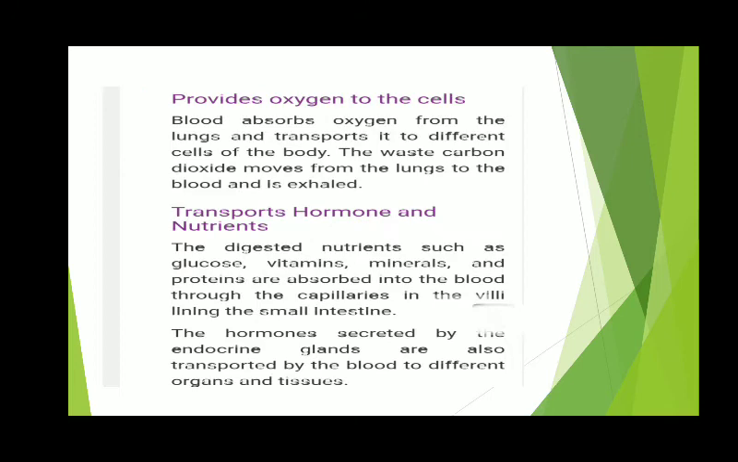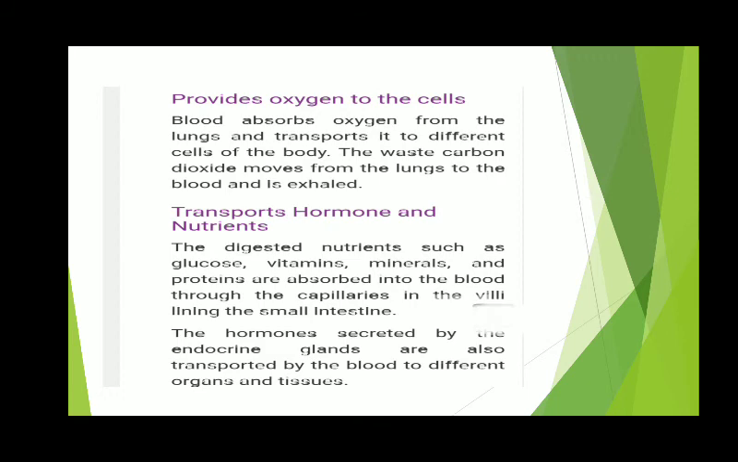First, its function: it provides oxygen to the cells. How does it provide oxygen to the cells? Blood absorbs oxygen from the lungs and carries oxygen from lungs to different cells of the body, and it also carries carbon dioxide from the body cells to the lungs for breathing out. When respiration takes place in our body cells, carbon dioxide is produced, and it is blood that carries that carbon dioxide from body cells to the lungs for breathing out.